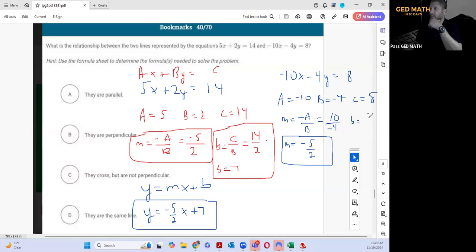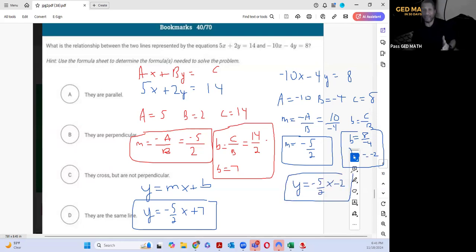My y-intercept is C over B. Now I'm running out of room here, but it is 8 over negative 4, which is negative 2. So this is the same as y equals negative 5 halves x minus 2.